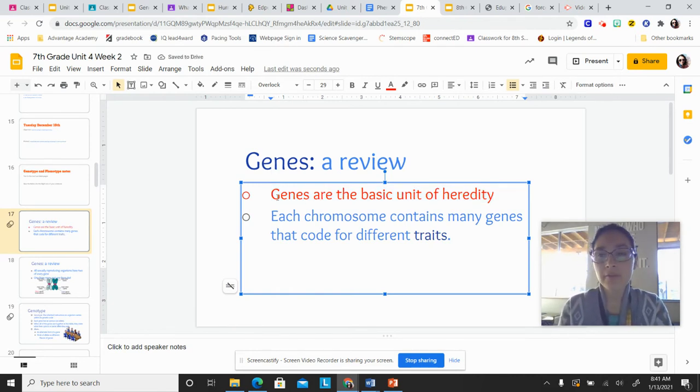Genes are the basic unit of heredity. So remember, genes are a part of DNA. DNA is a part of chromosomes. And so genes are the basic unit, or the smallest unit of heredity. And heredity is the passing down of traits from parent to offspring. Okay, each chromosome contains many genes that code for different traits. So make sure those of you at home are writing down in your paper notebook that genes are the basic unit of heredity.